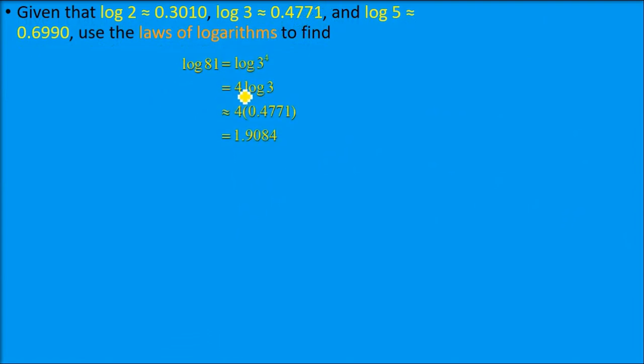So this is how log works. Log 81 is simply log 3 to the power 4. 81 is 3 to the power 4, so the 4 comes in front. So 4 into log 3, this is the value.